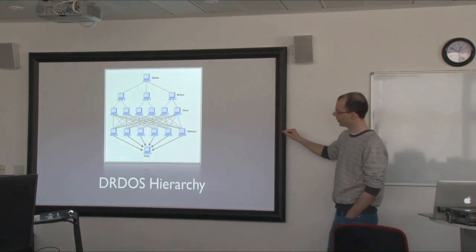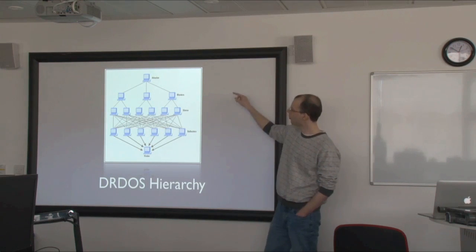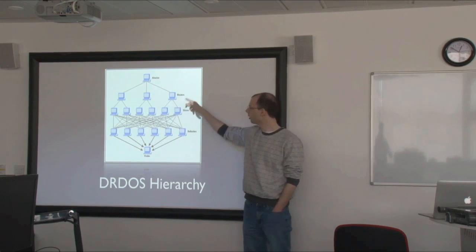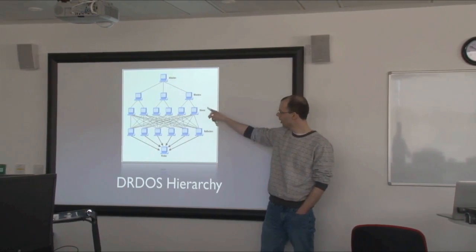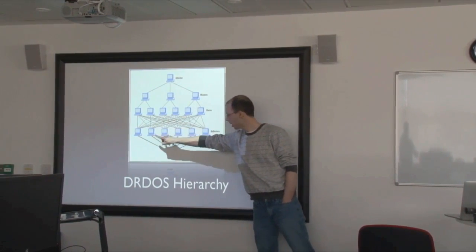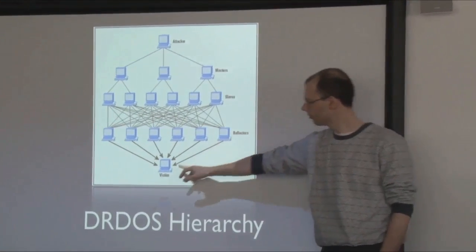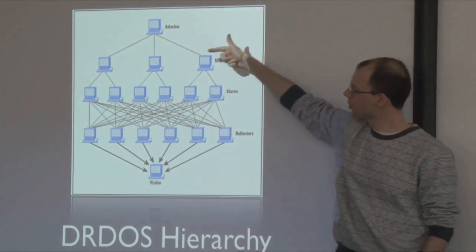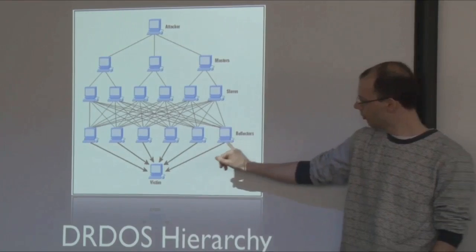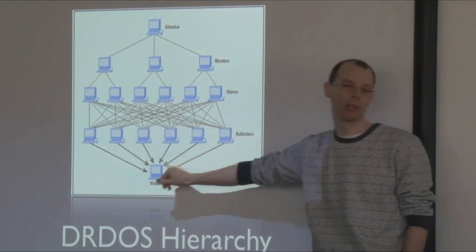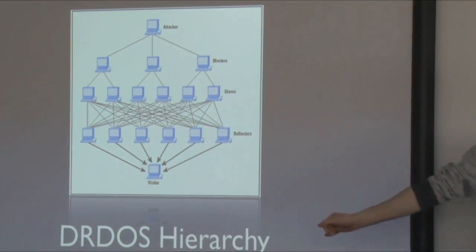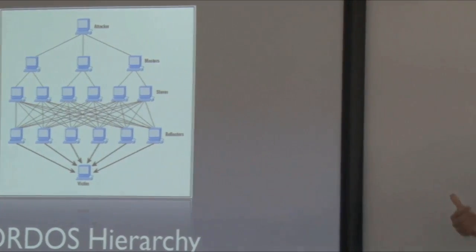Here's a slightly different graphic, with lots of extra lines, but your attacker controls a few masters, which control a few slaves, and each of these slaves bounces traffic off servers out on the internet, which then reflect it to the victim. So you've got some low bandwidth connections here, but these connections here will be super high bandwidth and generate very large volumes of traffic to attack the target you're looking for.